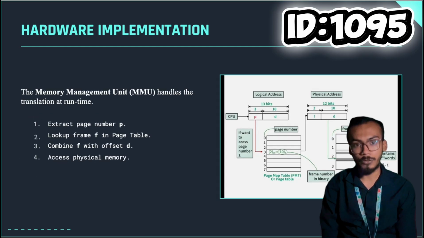Hardware implementation. The memory management unit handles the translation at runtime. Extract page number P, look up frame F in the page table, combine F with offset D, and address physical memory.